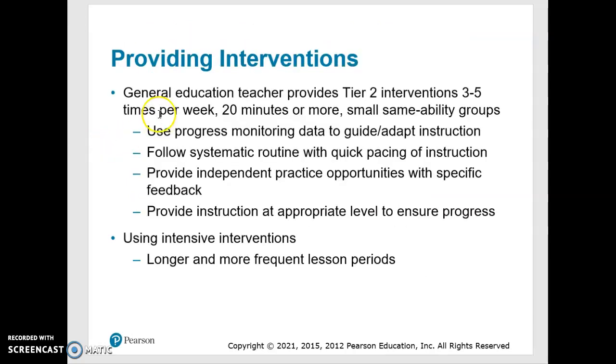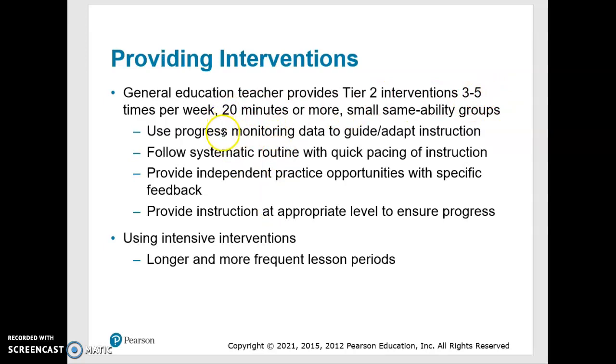So providing interventions, again, the gen ed teacher provides tier 2 interventions, 3 to 5 times per week, 20 minutes or more, in same ability groups. And again, this depends on what you have available, in terms of time and how many days per week, stuff like that.